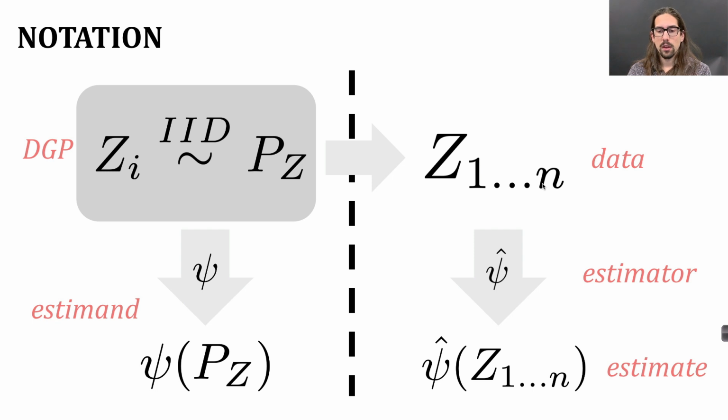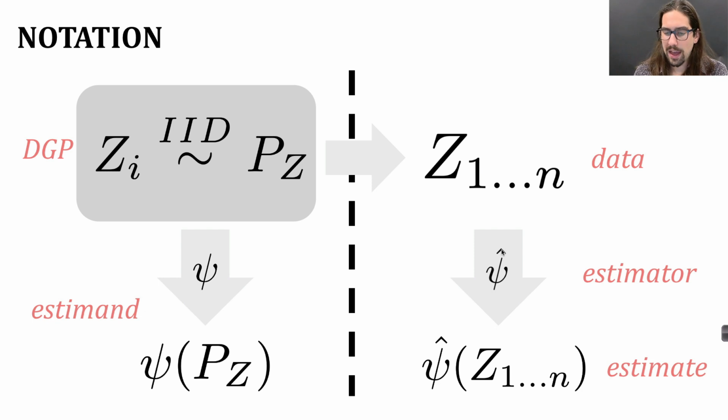We get the data. Here I'm notating that with capital Z_1 through Z_n. These are the n rows in your data set. And what we want to do is guess what this value over here is. So we put that data through what we call an estimator, and the estimator we denote with a hat. So the estimand, the value we want to know, generically I'm going to call psi, and a generic estimator, I'm going to say psi hat.